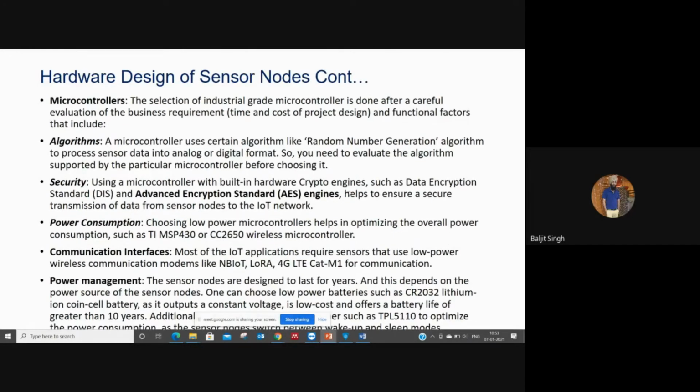Then, after sensors, microcontrollers: the selection of an industrial grade microcontroller is done after a careful evaluation of the business requirement, time and cost of project design, and functional factors. So, what does this mean? Industrial grade. Have you come across these terms? Consumer grade, industrial grade, and military grade components.